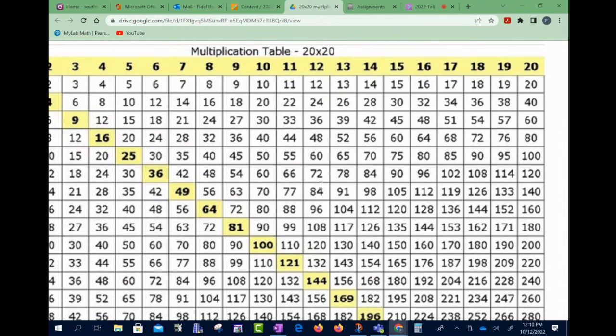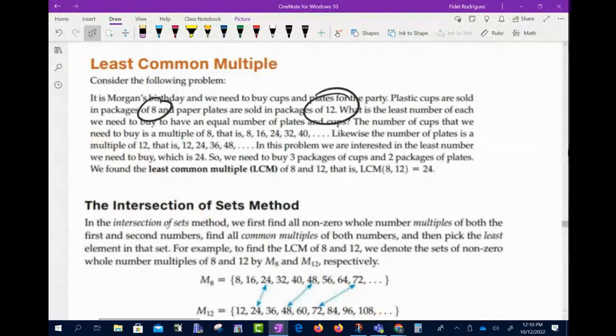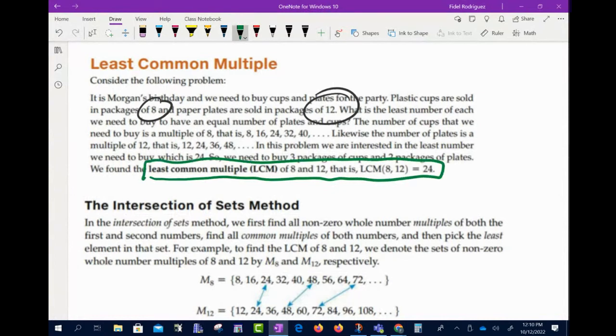What we're looking for is the least number of cups or plates I have to buy so that we have the same amount. That's what we call the least common multiple. I'm looking at this number right here and this number right here. Even though there are other multiples, like 48, and there's probably another one around here, look, here's 96, we're looking for the smallest one. The smallest number that they both have in common would be 24. So this is what we call the least common multiple, and that least common multiple is 24.